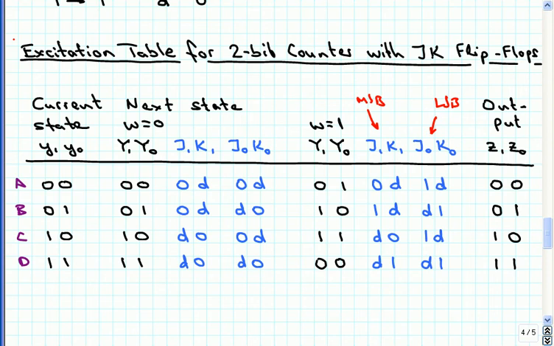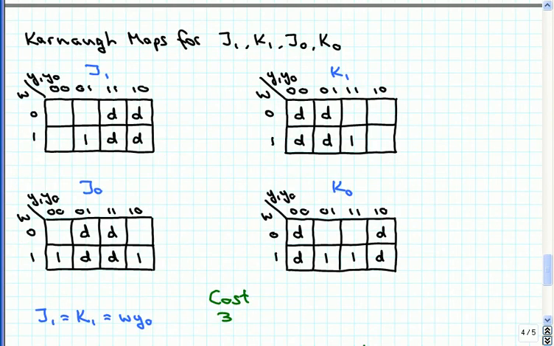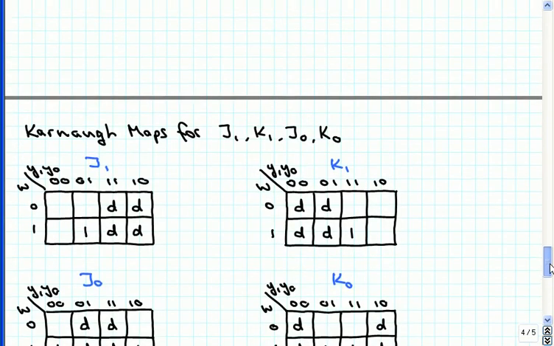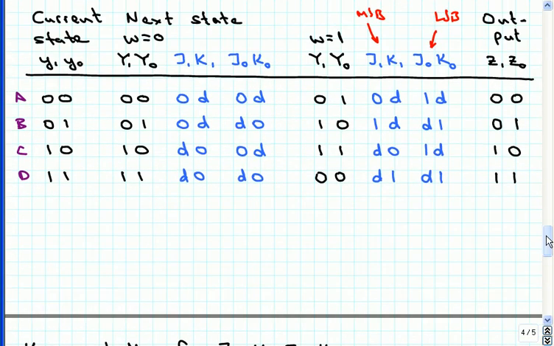Now, because each of the two flip-flops has two inputs, a J and a K, we're going to get 4 Karnaugh maps for the whole thing to figure out what the equations for J1, K1, J0, and K0 should be. But it turns out we have now more flexibility because of the don't cares that we have in here. So the D in here stands for don't care.